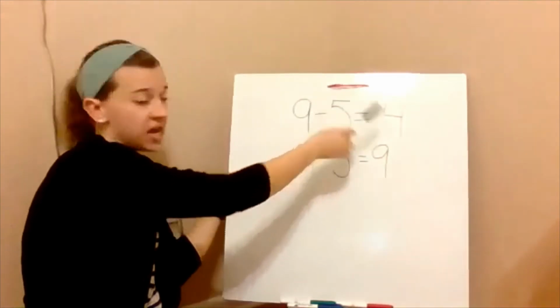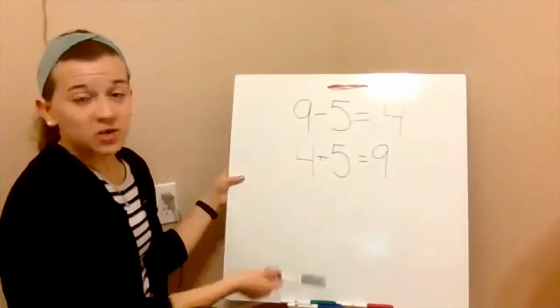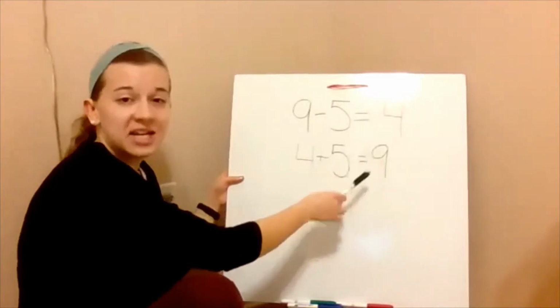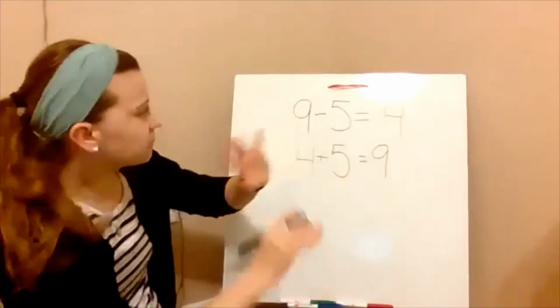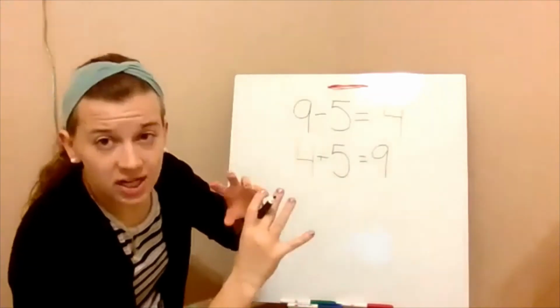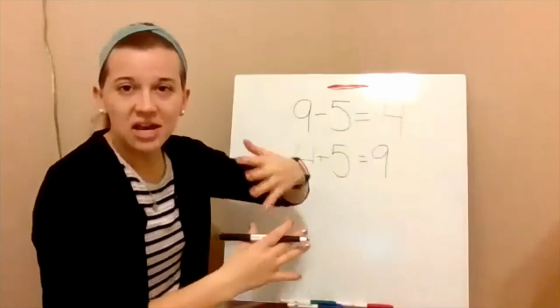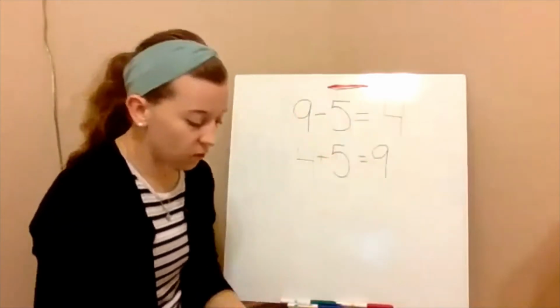So remember, we started with 9. We took away 5. We ended up with 4. Now for the next one, we're starting with 4. We're adding 5. And then we're ending up with 9 again. So remember, the addition undoes the subtraction. The subtraction does one thing, and the addition kind of brings it back to where it was before.